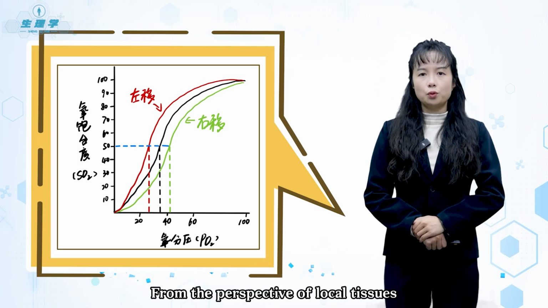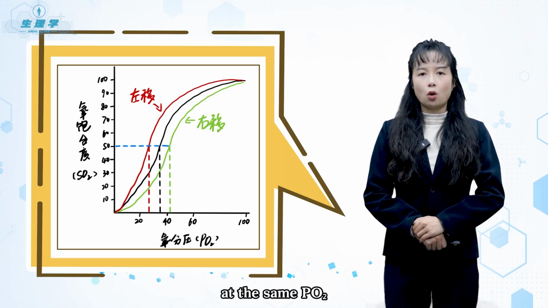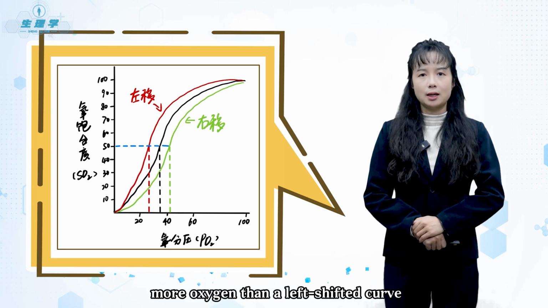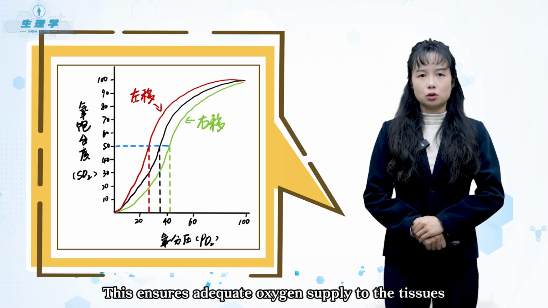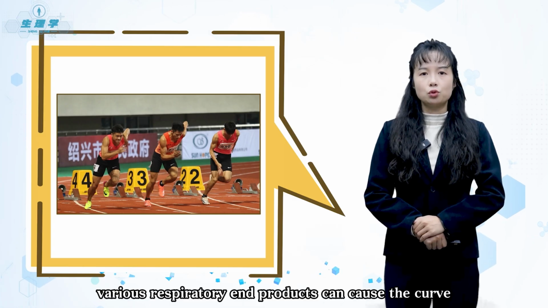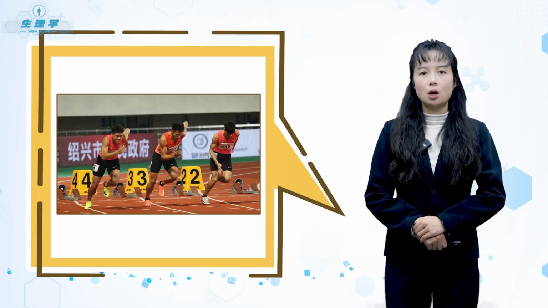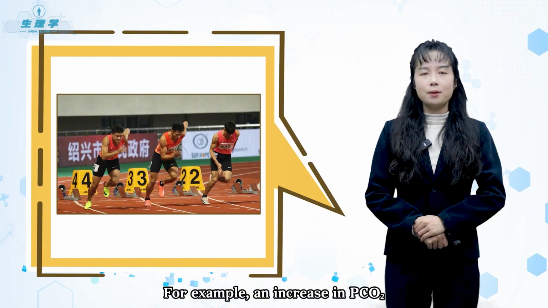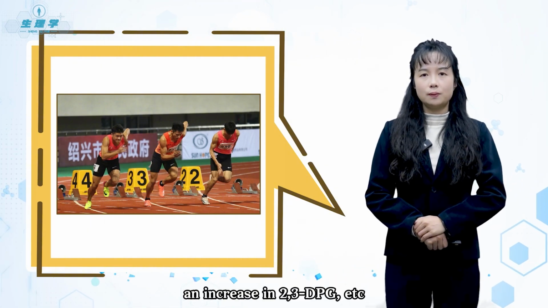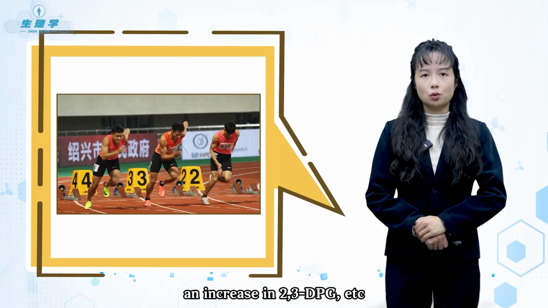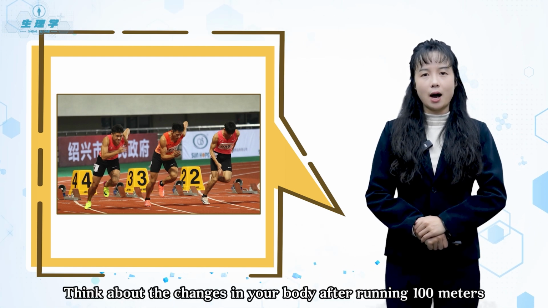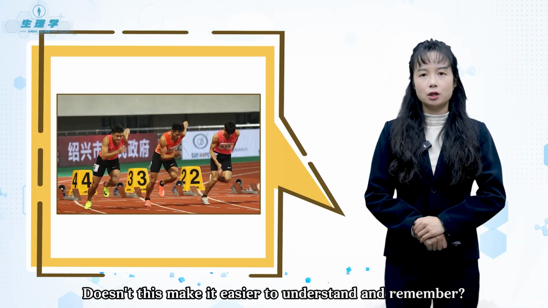From the perspective of local tissues, at the same PO2, a right-shifted curve releases more oxygen than a left-shifted curve. This ensures adequate oxygen supply to the tissues. Therefore, various respiratory end products can cause the curve to shift right. For example, an increase in PCO2, a decrease in pH, an increase in temperature, an increase in 2,3-DPG, etc. Think about the changes in your body after running 100 meters. Doesn't this make it easier to understand and remember?